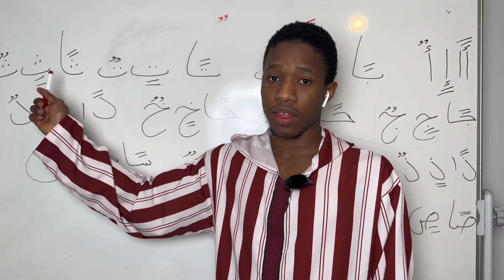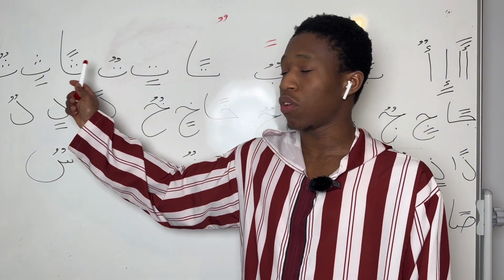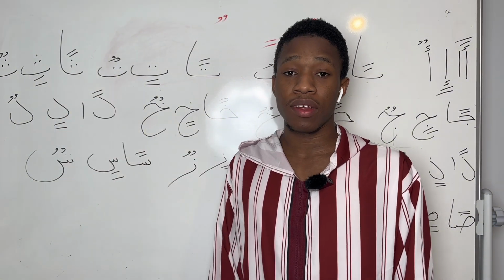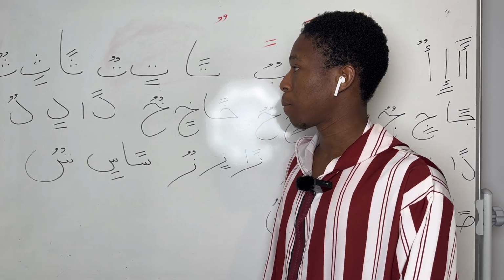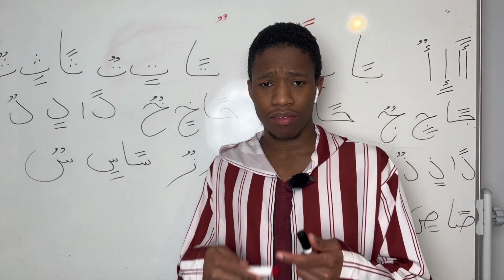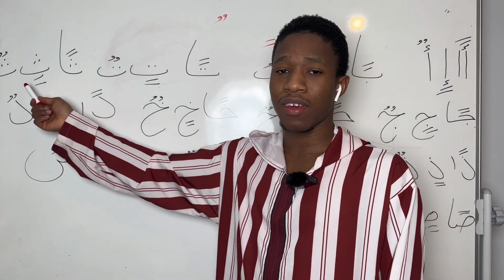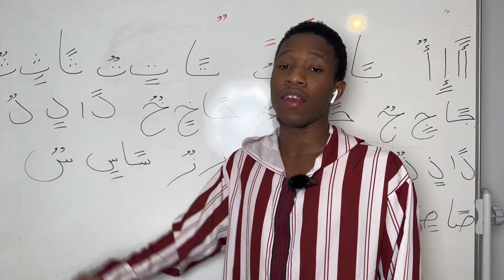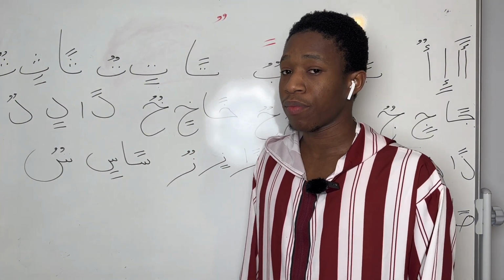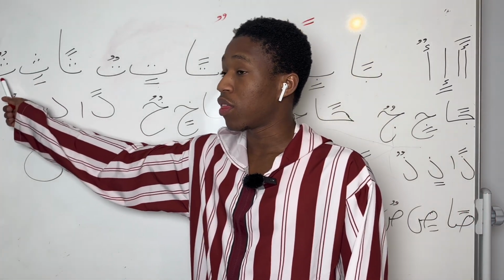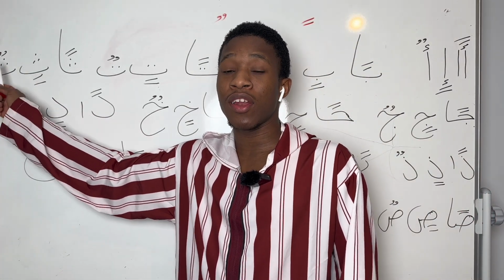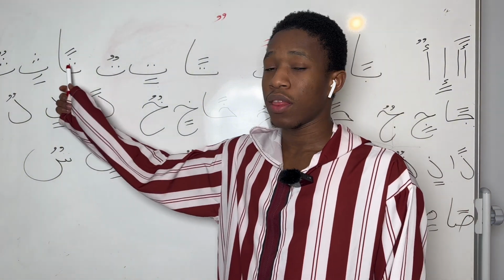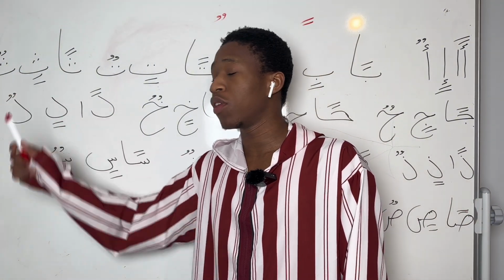Okay, now it's letter tha with your tongue outside. Don't say sa, okay? Tha. Tha fathatan, than. We need to start singing to make it fun. MashaAllah. Tha kasratan, thin. Good. Tha dhammatan, thun. Than, thin, thun.